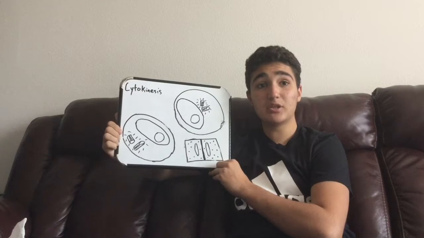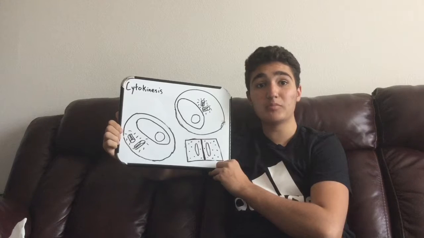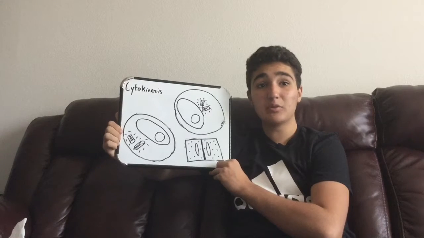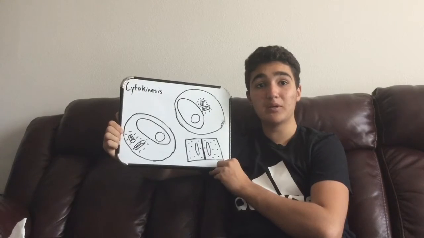In plants, a structure called the cell plate forms between the two nuclei. The cell plate eventually becomes a cell wall, and the two halves of the one big cell become two individual cells.